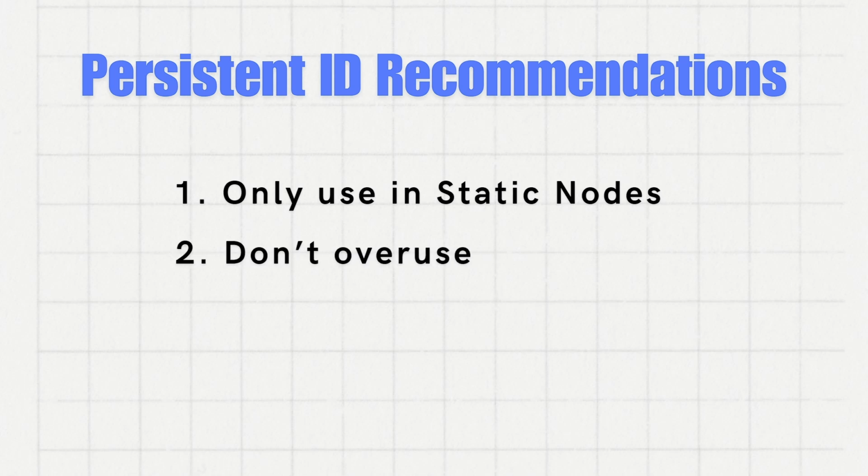Number 2. Don't overuse. Use it as little as possible. The primary purpose of the unique ID is really just tagging the node name with a unique suffix. So, persistent ID is just a nice option to have by saving those unique suffixes on disk. Overusing the option would slow down your project runtime from constantly loading and saving these IDs.